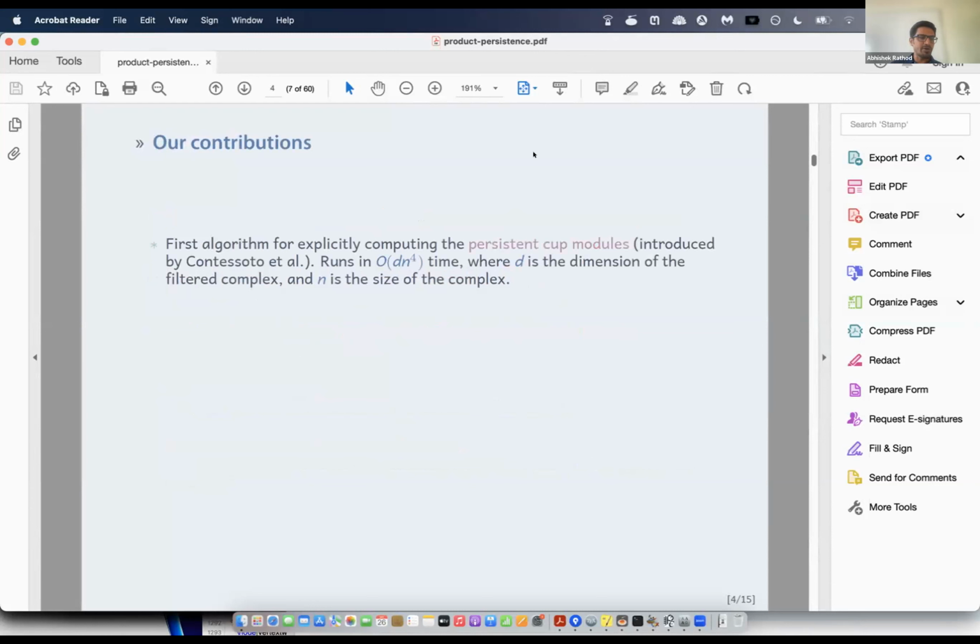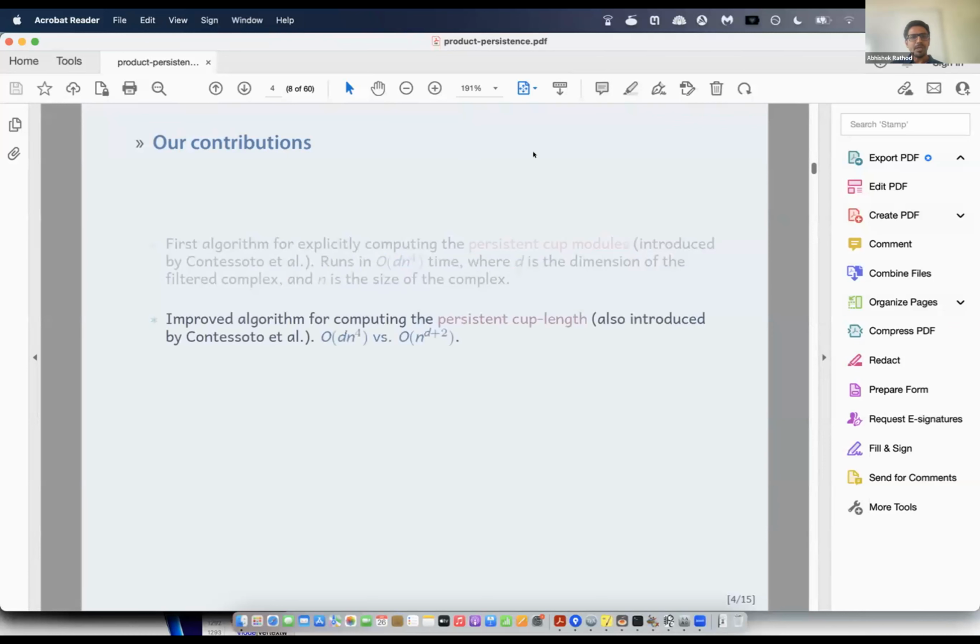Now I'll give a quick summary of the contributions of this work. There are three main contributions. So we devised the first algorithm for explicitly computing the so-called persistent cup modules, which were introduced by Contessoto et al. The algorithm runs in O(dn^4) time, where d is the dimension of the filtered complex and n is the size of the complex.